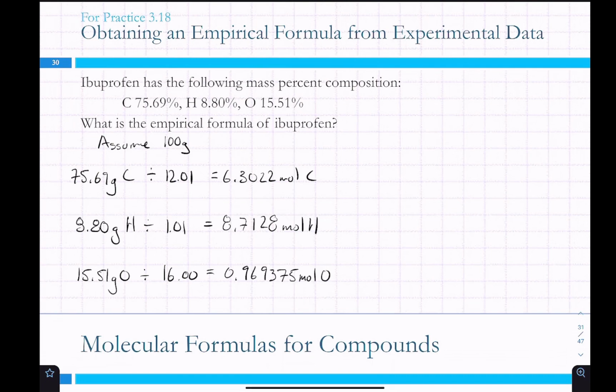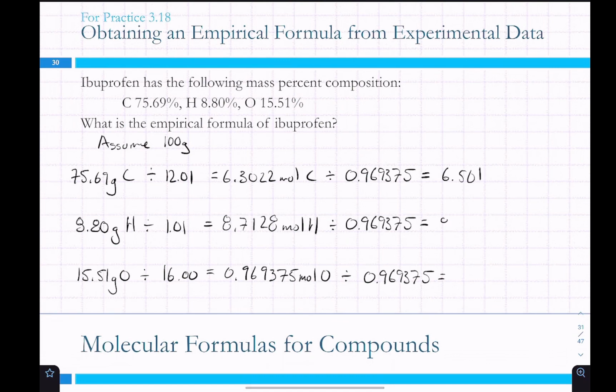Okay, so hopefully you got at least this far. So, right, they've just divided everything there by the molar mass. That gave us the number of moles of each. And so then we need to divide by the smallest number of moles, easily 0.969375. You can cheat a little bit on that. And so the first one, 6.5, and then 8.9, and then, well, this is dividing by itself, so that's 1. Cool, so I got 6.5.